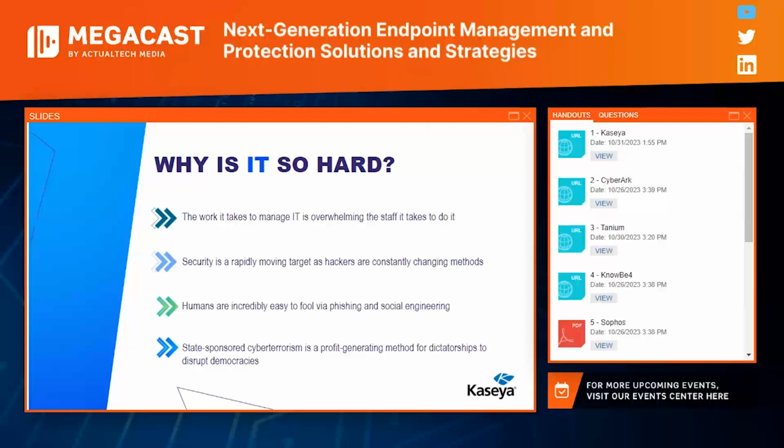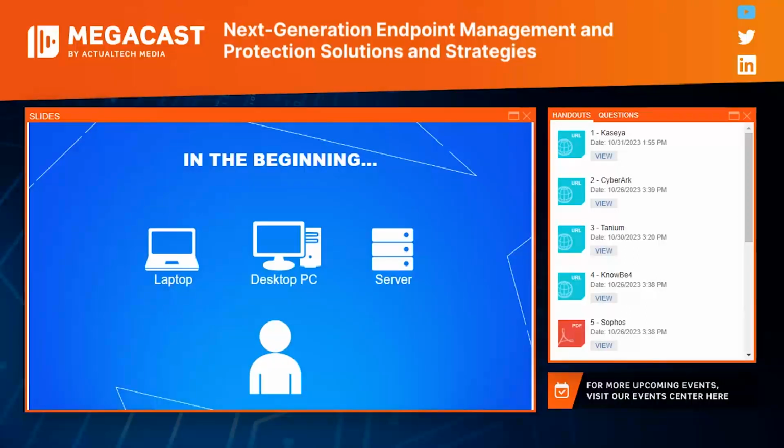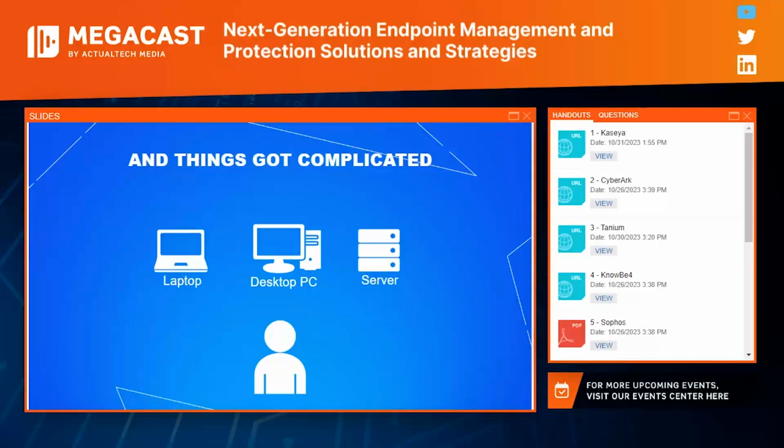So I want to zoom in on this top point. Why is the work it takes to manage IT inherently burning us out? Well, it's because the fundamental expectations of our job have changed. In the beginning, we only had 3 endpoint types: laptops, desktops, and servers. Often we'd trundle upstairs, trundle downstairs, and just solve it right then and there. Or at worst, we'd have a truck roll. But then things got complicated, and they got complicated really quickly.